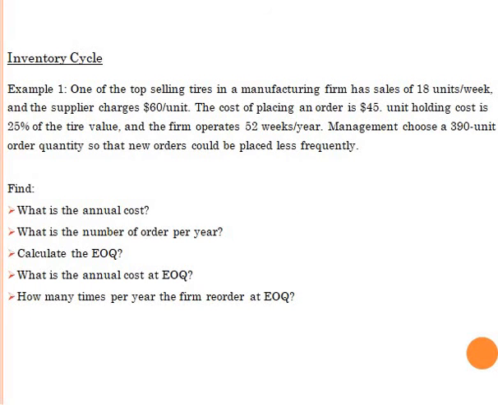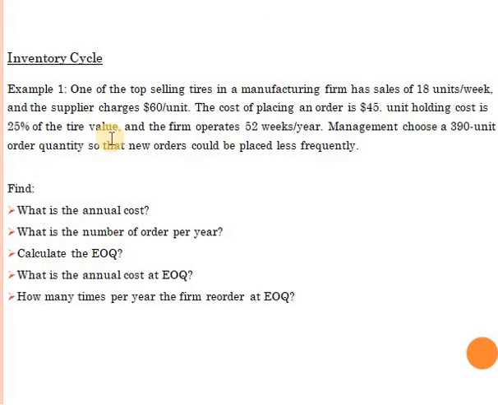Let's see this example together. Here we have one of the top selling tires in a manufacturing firm, has a sales of 18 units per week, and the supplier charges $60 per unit. Cost of placing an order, this is the ordering cost, is $45. So you're gonna pay $45 each time you make an order. Unit holding cost is 25% of the final price of the tire's value.